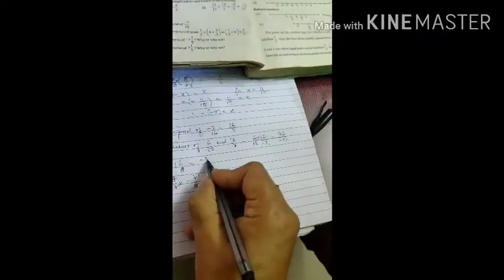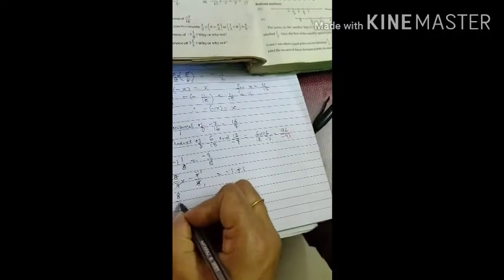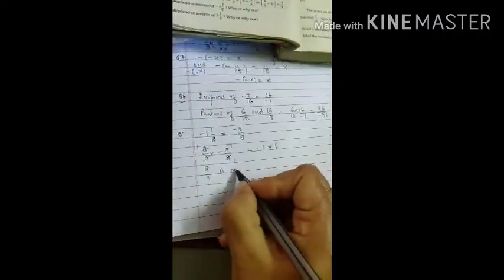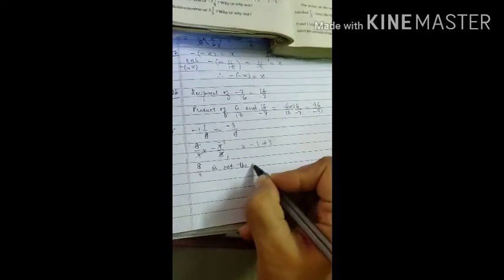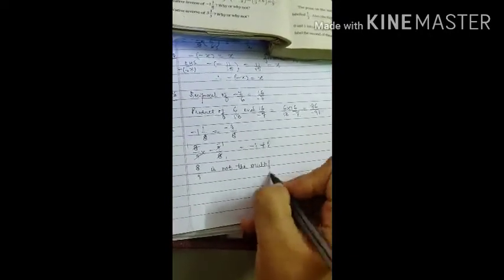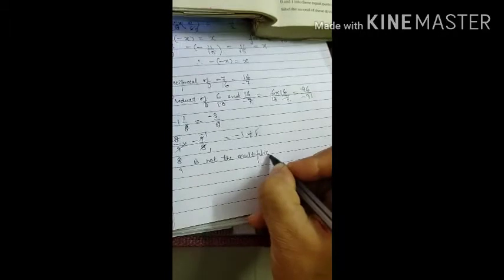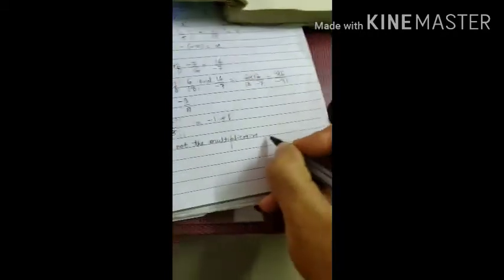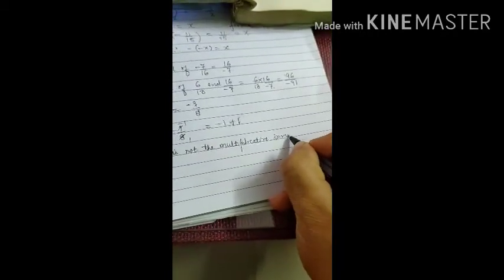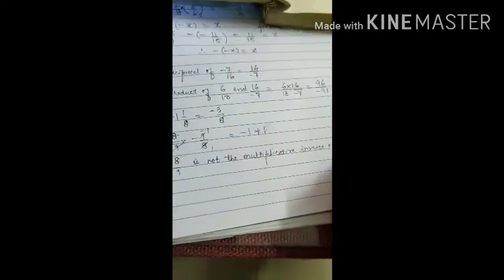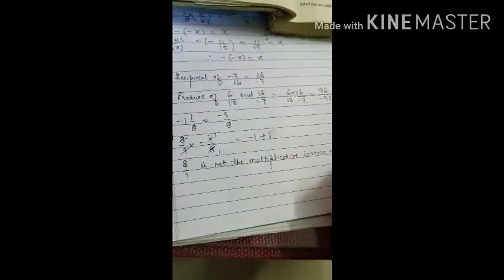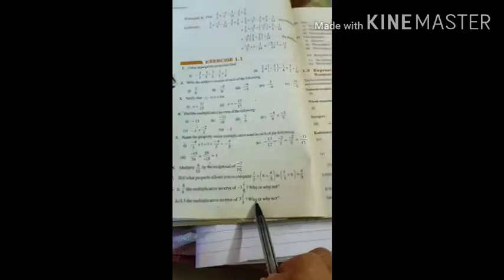So we can say that minus 8 by 9 is not the multiplicative inverse of minus 9 by 8. Similar is the ninth question. This you can try yourself.